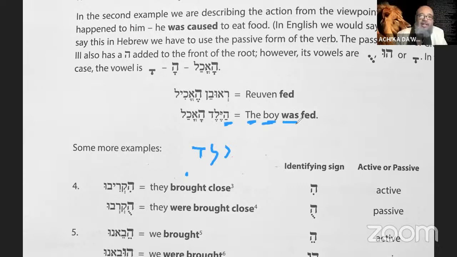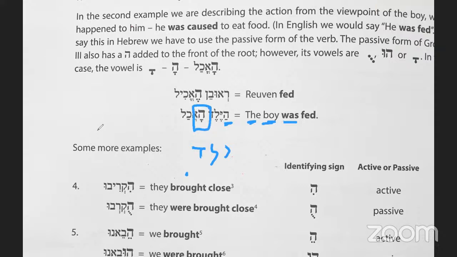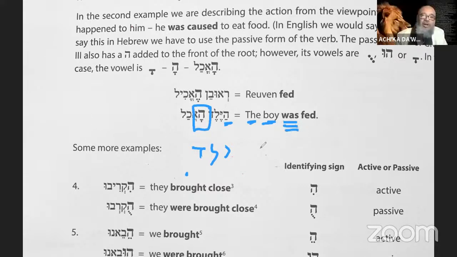Now, the next one. How do we know it was? Because the hey and the ah right here tell me, is it active or passive? Passive. It's passive because it's something that was done on to the boy. The boy was fed. Reuven fed, but the boy was fed. So now they're reversing it. For example, Reuven He'ekil, he fed somebody, which was probably the boy. And now he's talking about the Hayaled Ha'akol.